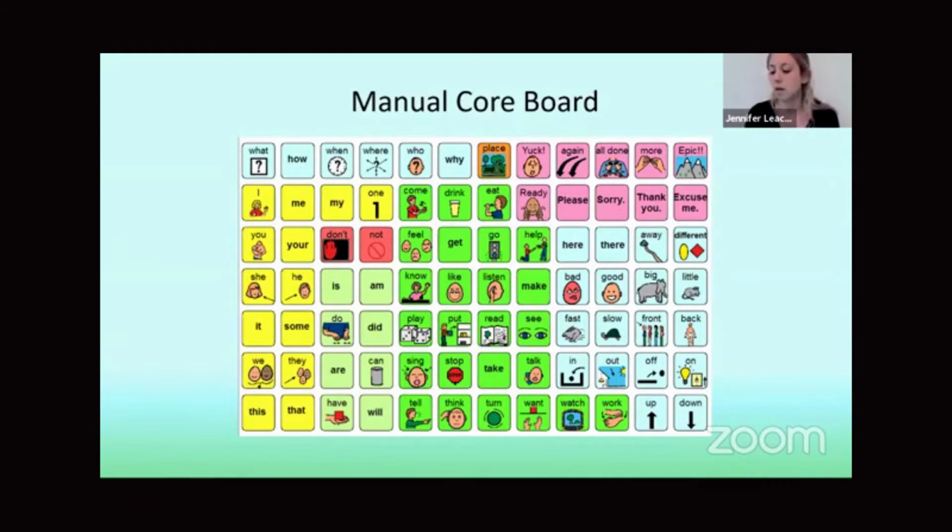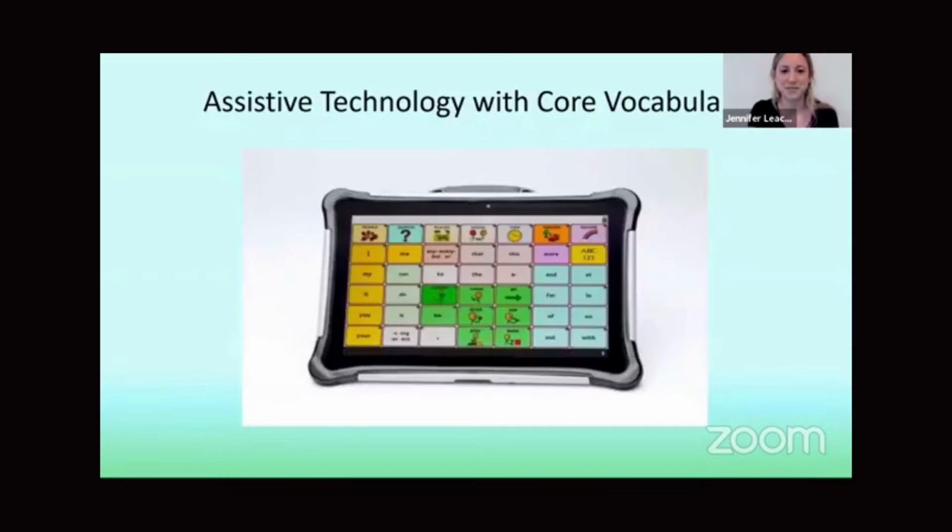You can see here, yellow is pronouns, green are verbs, the blue are the adjectives, the orange are the nouns, the pink are the prepositions and the social words, and the red are the important function words, negation, and emergency words. And at the end, I'll actually show you one I have here with me. So this is a high-tech device. This actually speaks for you. It has the same system, the Fitzgerald key, but when you press it, it actually activates it. And I'll show you that as well later on if we have time.